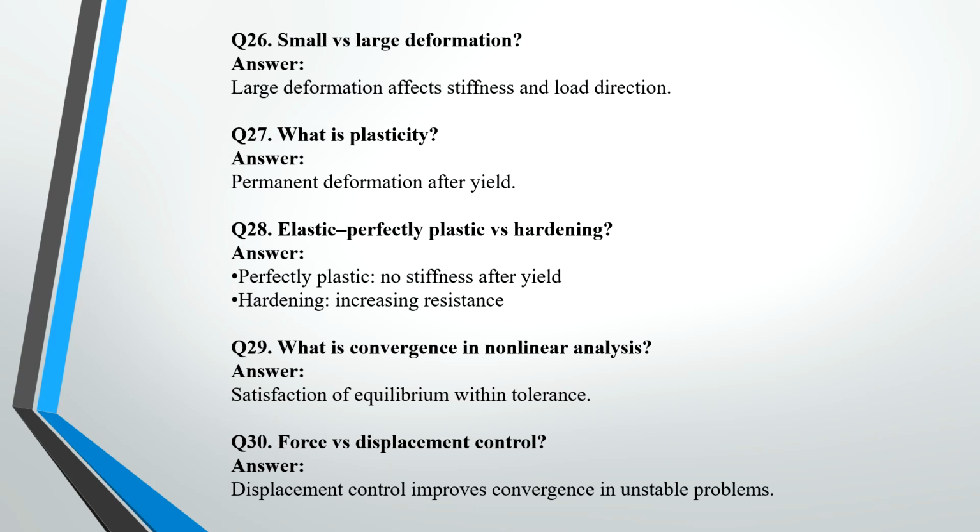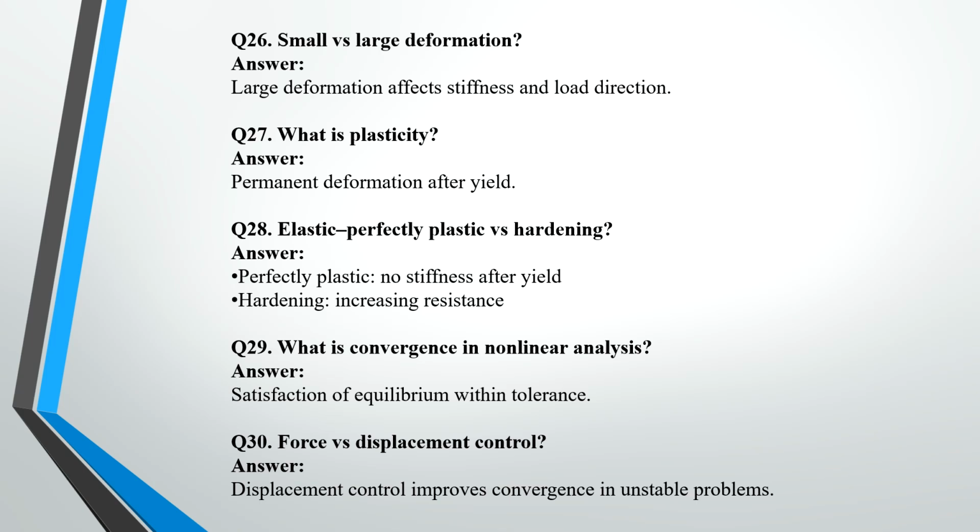Next question: what is small and large deformation? Large deformation affects the stiffness and the loading direction. When we have very large deformation, the stiffness will change and the load path will change. What is plasticity? Permanent deformation after yield is plasticity. Elastic perfectly plastic versus hardening: perfectly plastic means there is no stiffness after yield, and hardening means increasing resistance.